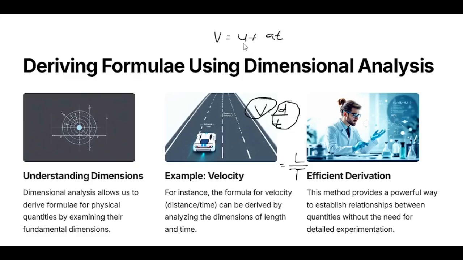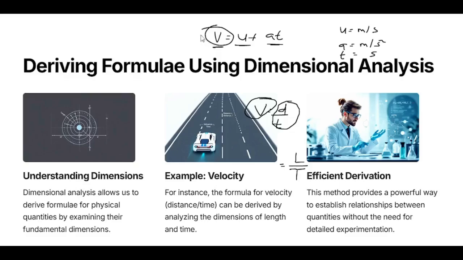When you have a plus, it means what is on one side is going to be equal to what is on the other, and what is on the left-hand side must be equal to what's on the right-hand side. Let's see how we can get the dimension of this. V is velocity, U is measured in meters per second, A is measured in meters per second squared, and T is measured in seconds. From this law, we can find the unit and even the dimension of V.